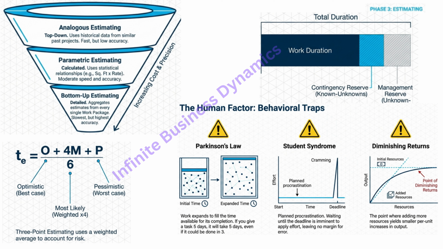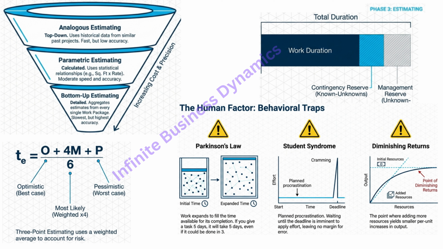And management reserve. That is for the unknown unknowns. The asteroid strike. The company gets acquired. The global pandemic. You can't plan for the specific event because you don't even know what it is. This is a bucket of time held by senior management, not the project manager. You have to ask permission to use it.